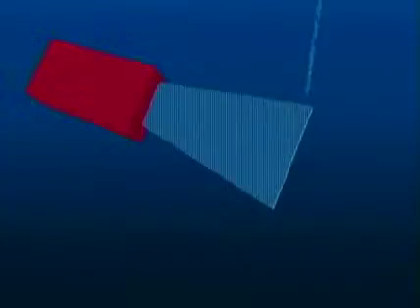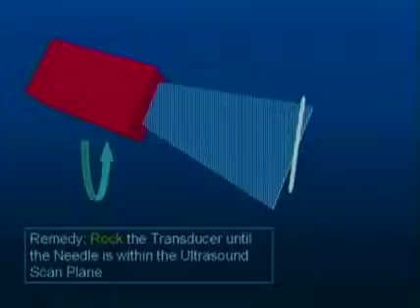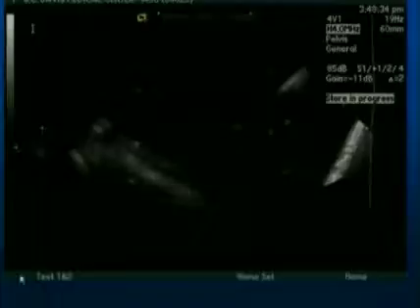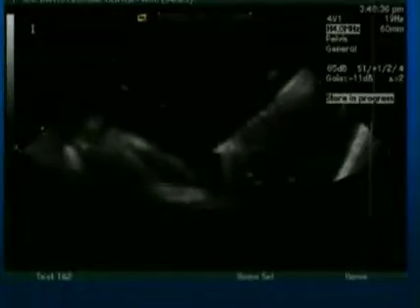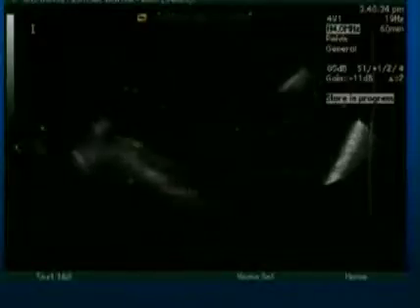If you're out of plane, such as in this case here, and you do not see the entire length or shaft of the needle, you can rock the transducer back and forth until you visualize the needle. What you want to do is rock the transducer in such a way that you can be parallel to the entire shaft of the needle. What this example shows is that by rocking the transducer back and forth, where we didn't see the needle before in this water path, we can visualize the entire shaft of the needle.